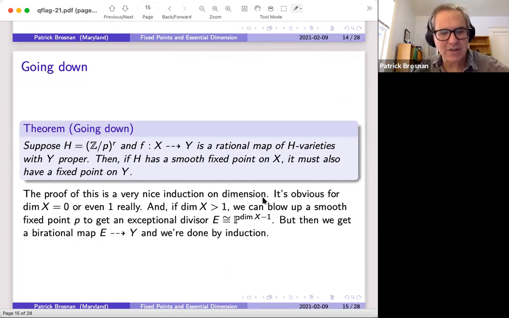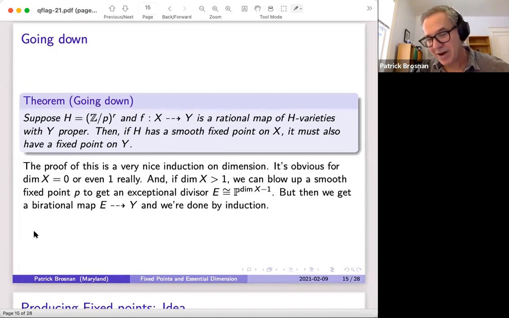So you induct on dimension. It's obvious if the dimension of X is zero. I think it's also obvious if the dimension of X is one. And if the dimension of X is bigger than one, then you can just blow up a smooth fixed point P and you get an exceptional divisor that's like P to the dim X minus one. And then, since it's smooth, you can extend the rational map, so you get a rational map from E to Y. And then H is going to have a smooth fixed point on E, because you know everything about how H acts on the projective space, since it's all determined by the way H acts on the tangent space of the smooth fixed point. So then you're done by induction.